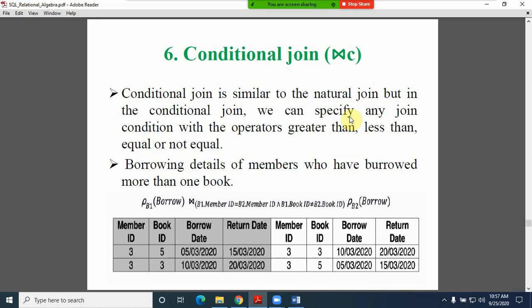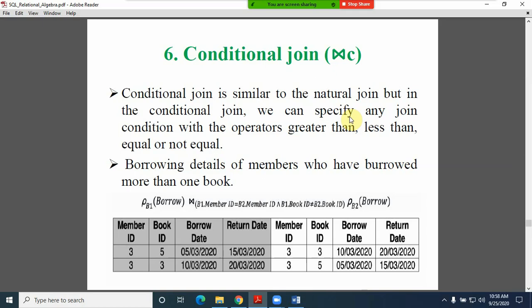So what is the property of the natural join? Natural join combines the records from the first table and second table. One important aspect is, if any attribute is repeated in the second table, it won't consider it. Only one time the attribute is going to be present. And coming to the conditional join, along with the natural join, if you want to specify some condition along with the join, then you can specify this as a conditional join.